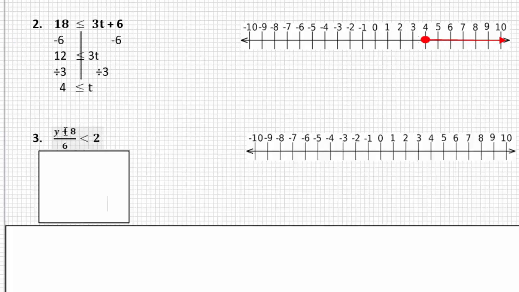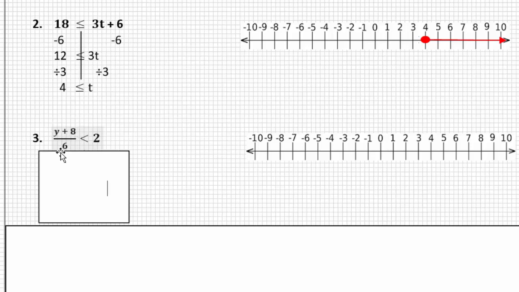For our third inequality statement, we have y plus 8 divided by 6 is less than 2. Go ahead and work your way through this problem, pausing the video to do so, and then let's check in and see if we solved it the same way.